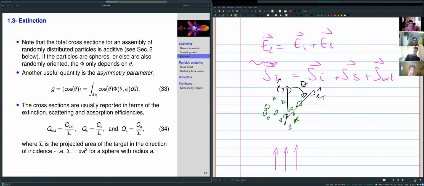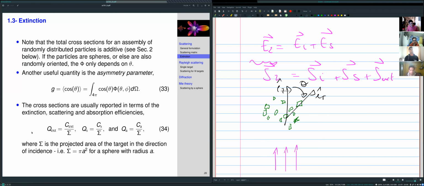And you can also define the asymmetry parameter, which is a way to estimate how asymmetrical the phase function is. So here is a representation of the squared phase function for Mie scattering on a hard sphere. And you can see that in this representation, this is very forward scattering. Okay, so there's a big forward lobe. So that would mean that g is very close to 1.